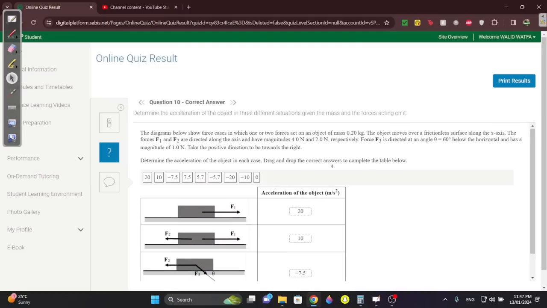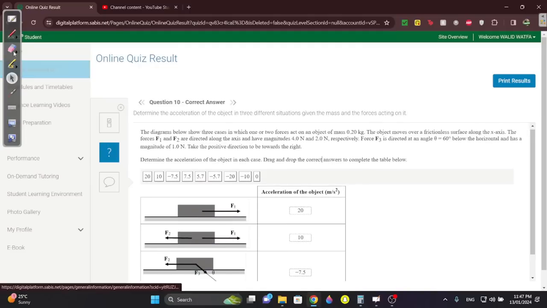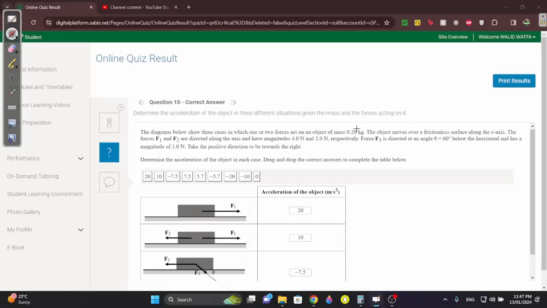This one I remember was also in the marking scheme. The block has mass 0.2 kilograms. They're canceling out friction, saying frictionless. The forces F1 and F2 are directed along the x-axis. F1 is 4 newtons, I'll write it here. F2 is 2 newtons. F3 is directed at an angle theta equals 60 degrees.